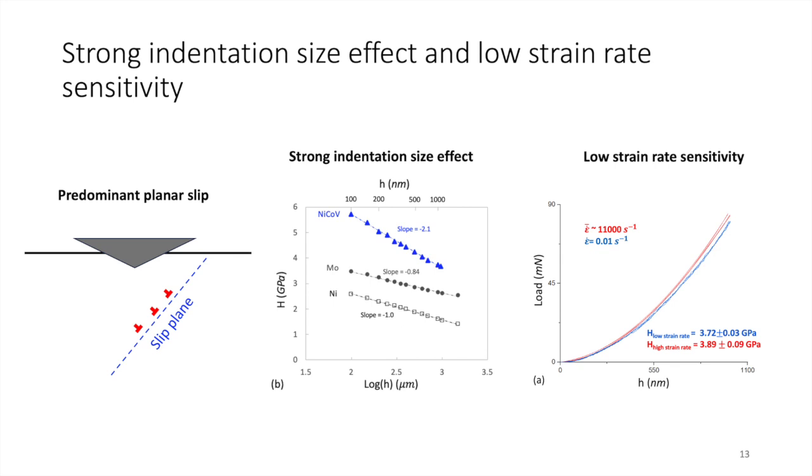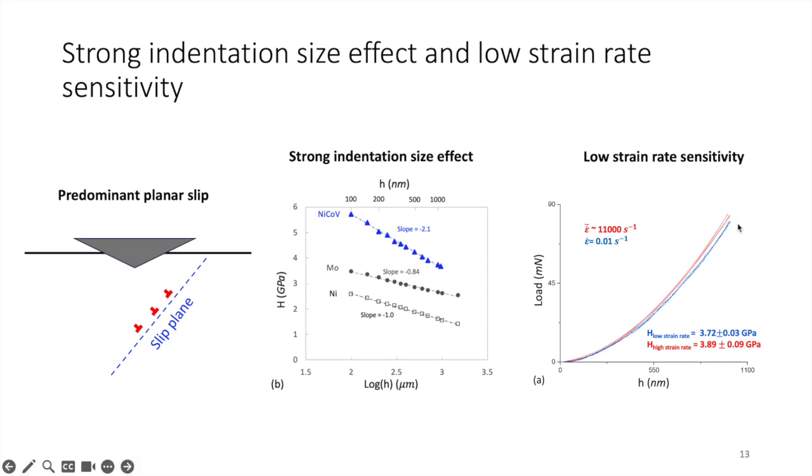Moreover, because the nickel, cobalt, vanadium medium entropy alloy is FCC in nature, although there's a lot of lattice distortion, the lattice friction is not as high as in BCC metal crystals. That's why there's no strong strain rate sensitivity observed in this material.